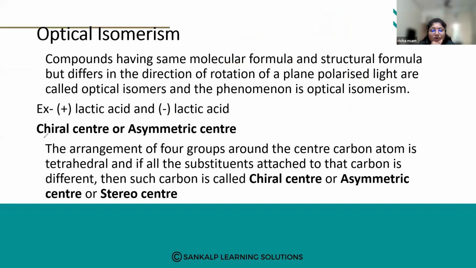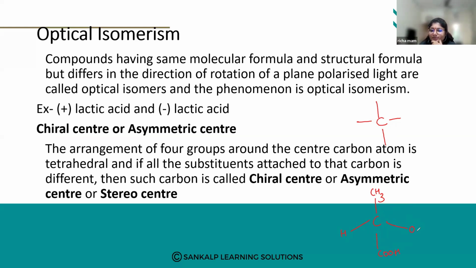Okay. Next important concept is the chiral center or the asymmetric center. Suppose I have a carbon atom. Around the central carbon atom, there are four different groups, which are arranged in a tetrahedral form.